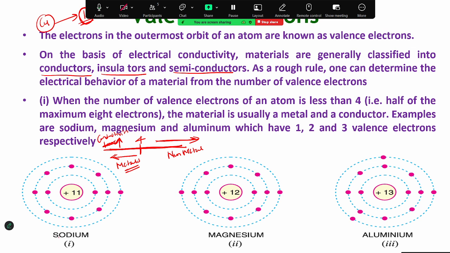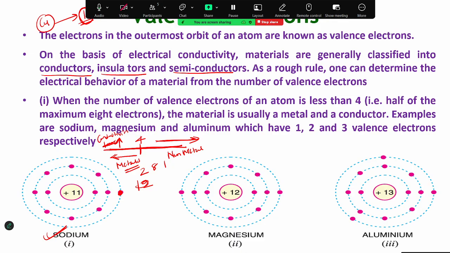So, is sodium a metal or non-metal? It has the configuration 2, 8, 1. So how much is the valency? 1. So sodium you can call a metal. Magnesium: how much valency does magnesium have? 2. So magnesium has a valency of 2, and we also call it a metal.